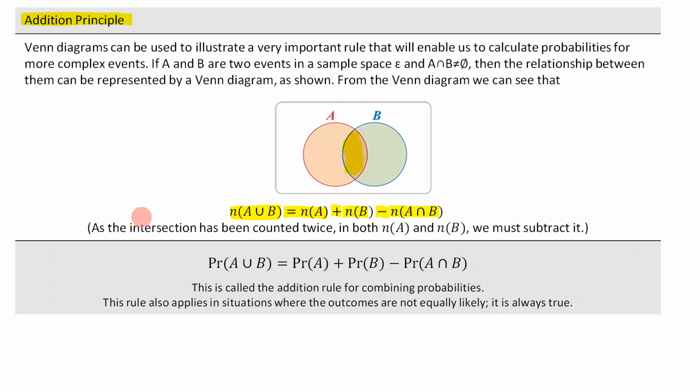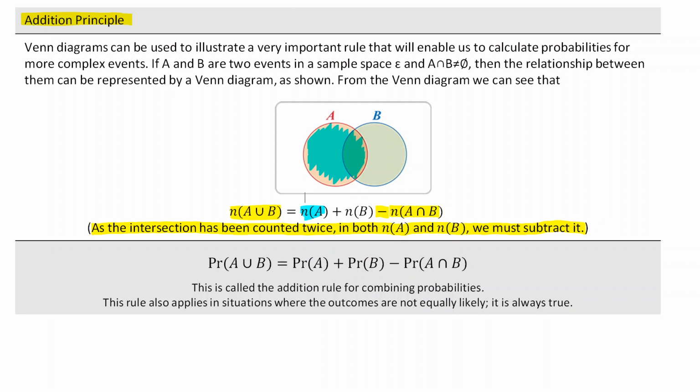Now, why is that the case? The reason why is because as the intersection has been counted twice in both the number in A and the number in B, we must subtract it. So because we've counted everything in A, if I use different colors here, it might be a bit helpful. I'm counting everything in A. So the number of elements in A, I'm counting that.